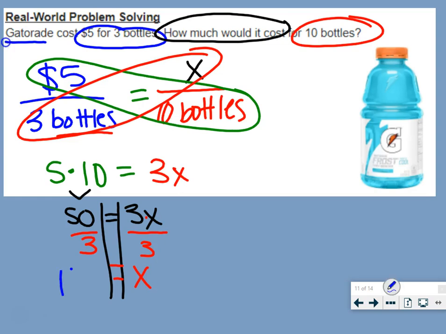16.6 repeating. So it would be about 16.67 dollars. And money, we can't be afraid to get decimals, because decimals are a part of our money. We have change, we have quarters, we have dimes, and so our decimals are okay to get. So to purchase 10 bottles of Gatorade, we would have to spend $16.67. That's all the notes I have for you today.